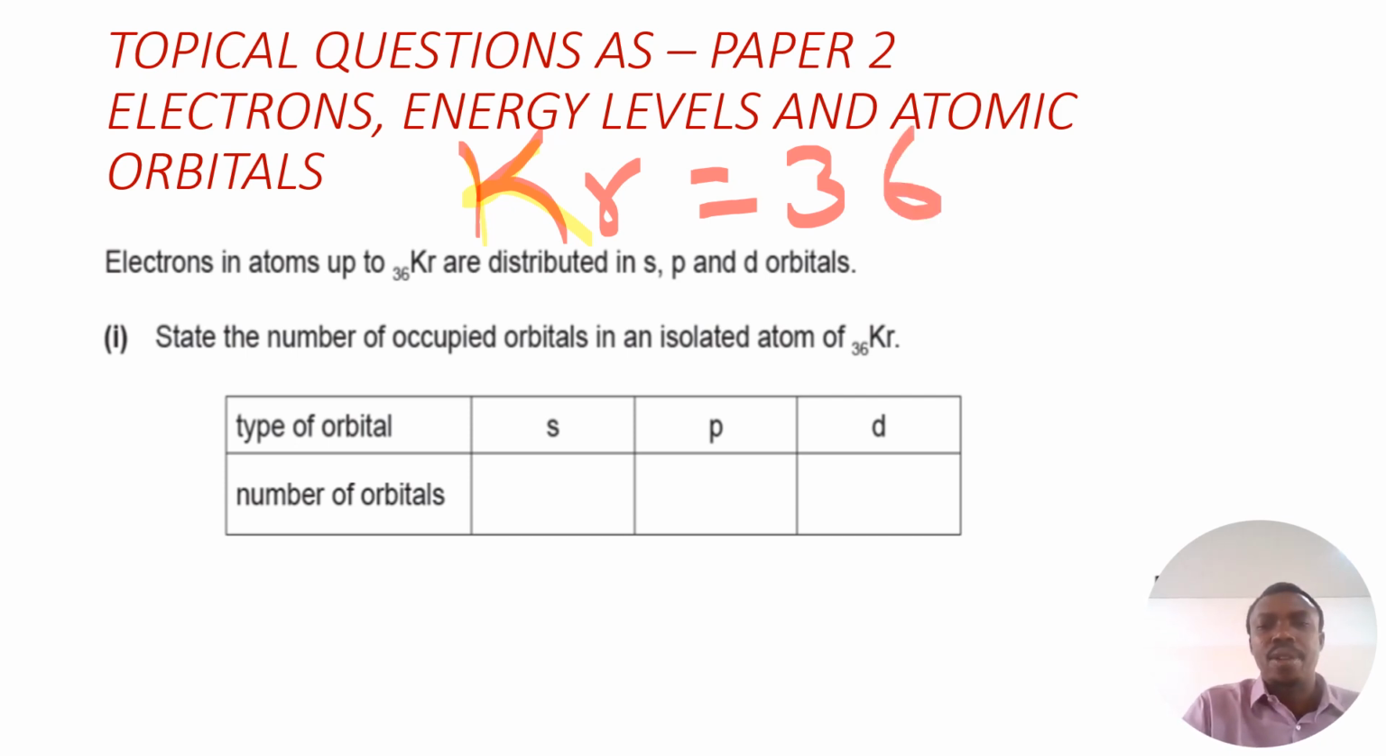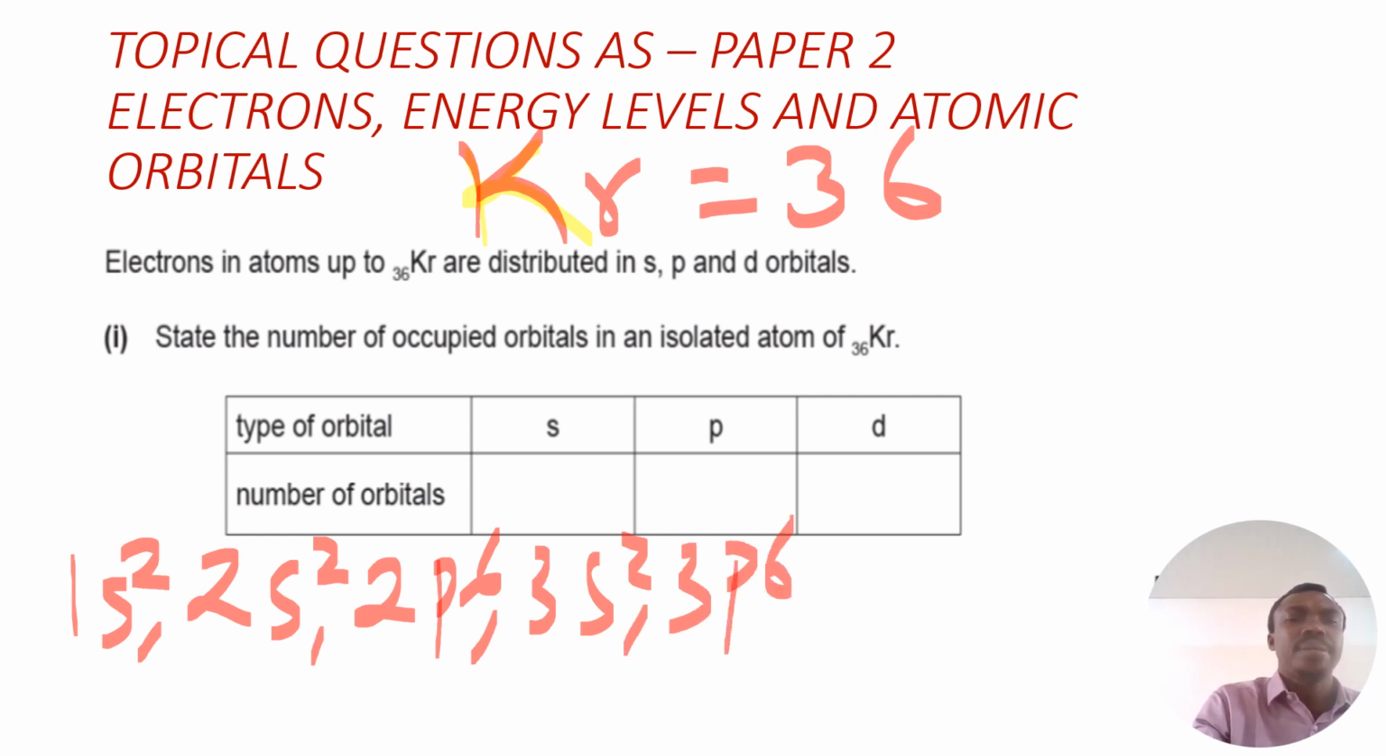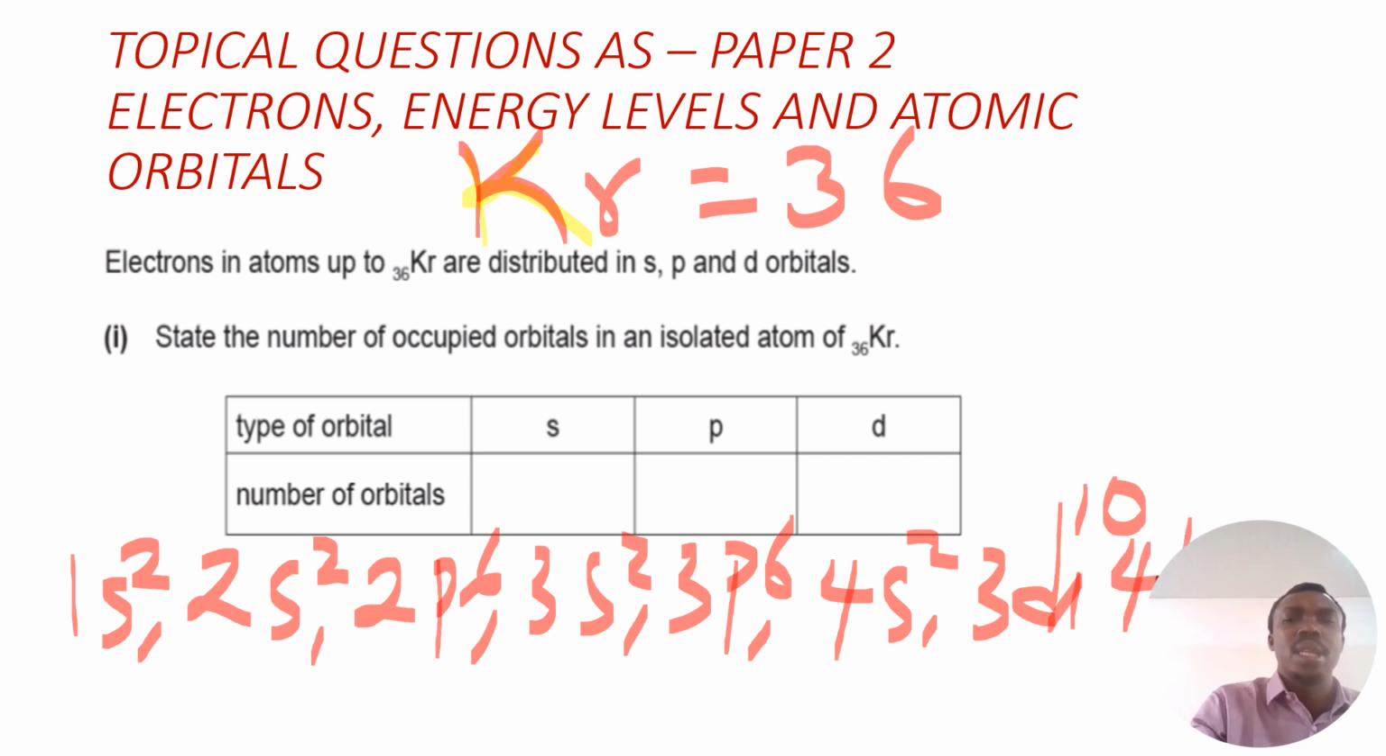So we have to write the electronic configuration. So we have 1s2, 2s2, 2p6, 3s2, 3p6, 4s2, 3d10, then 4p6. So we have to state the number of occupied orbitals in an isolated atom of krypton 36. So let's start with the s orbital.